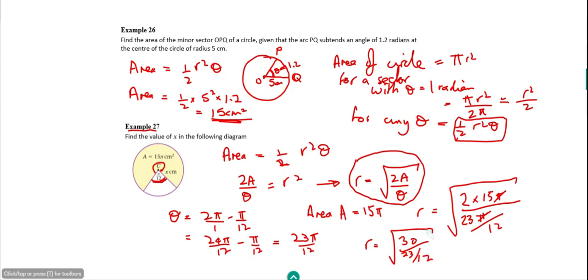And if we work that out, what we should get is 3.96 when we square root it. And not forgetting that that would be in centimetres, because we've got to have the units consistent throughout the question. So we can see we've got the area in centimetres squared there, and the radius is going to be given in centimetres as well.